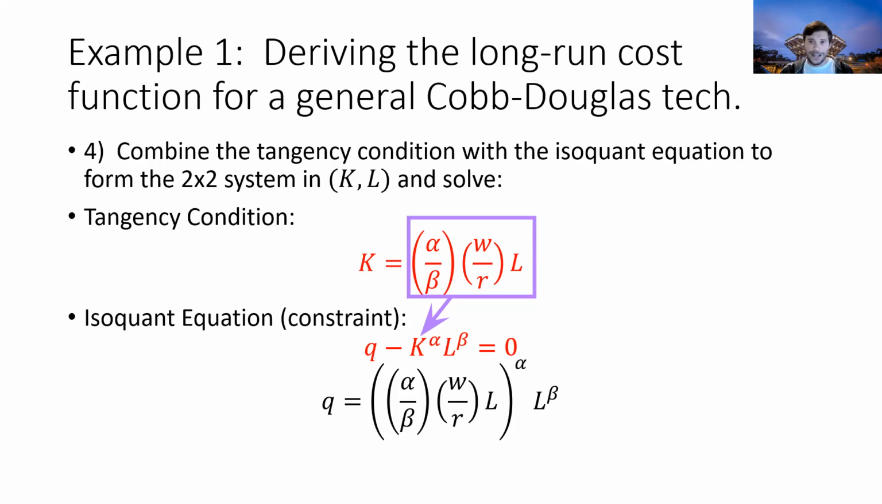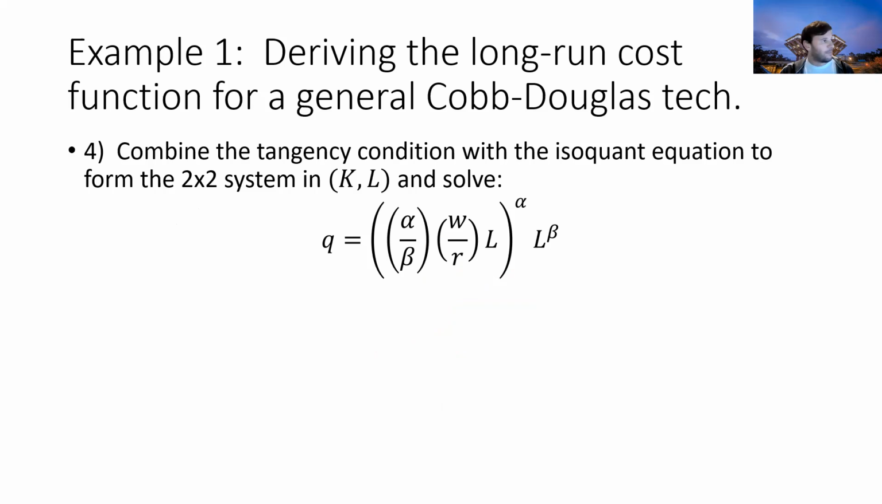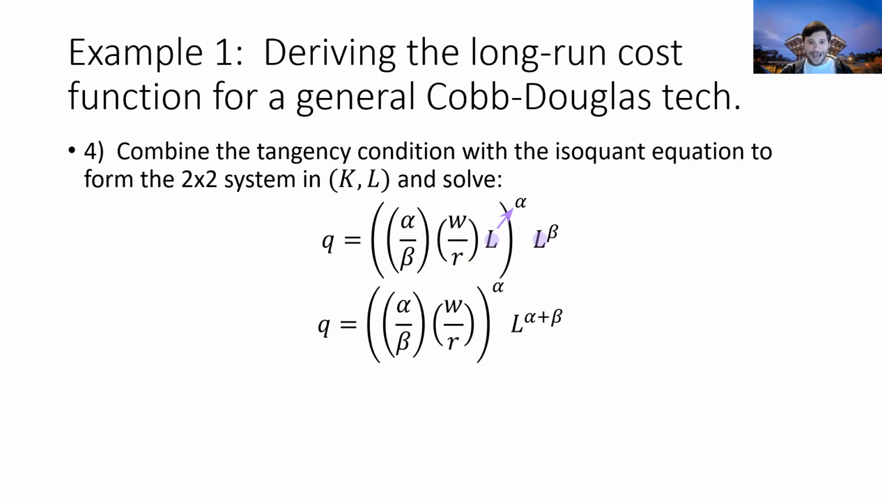Once we do that substitution, we have one equation with labor as our only variable. What we could start to do here is collect our terms. I'm going to argue we have an L to the alpha times an L to the beta. That is the same thing as L to the alpha plus beta when I combine those 2 labor terms above.